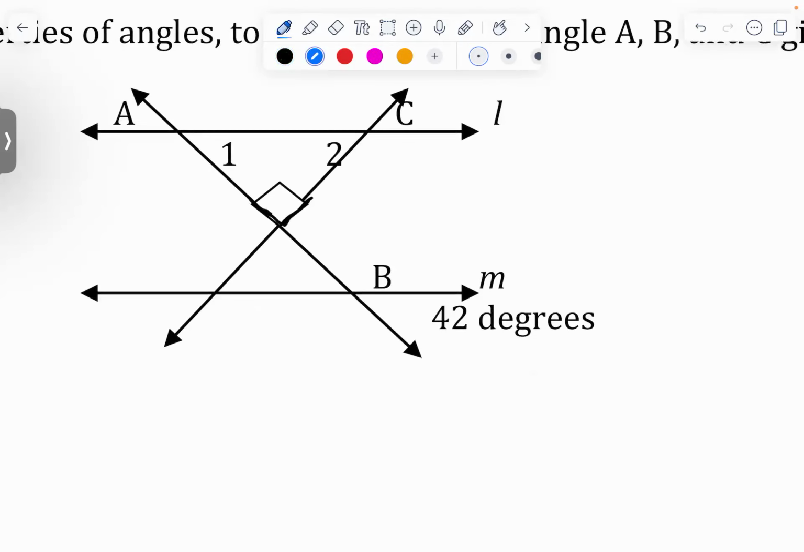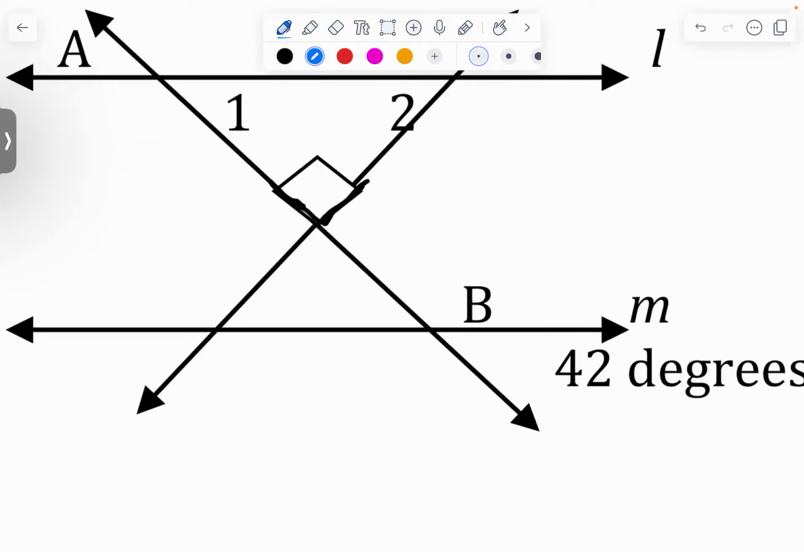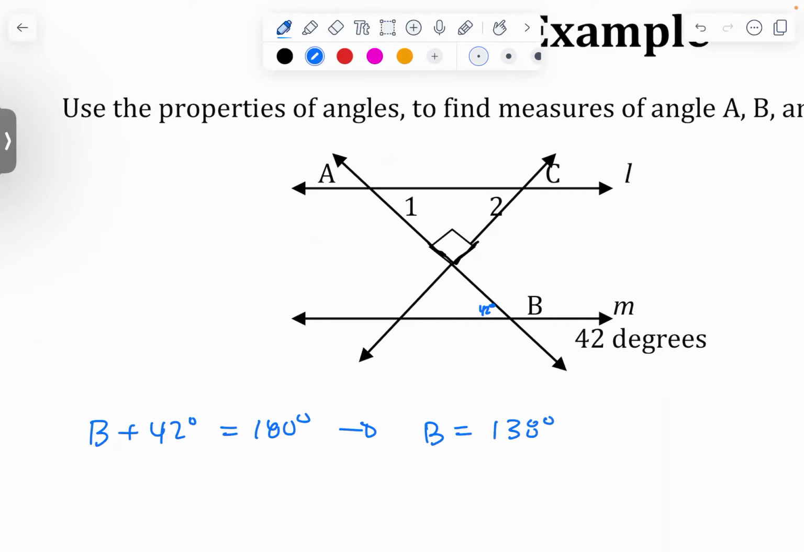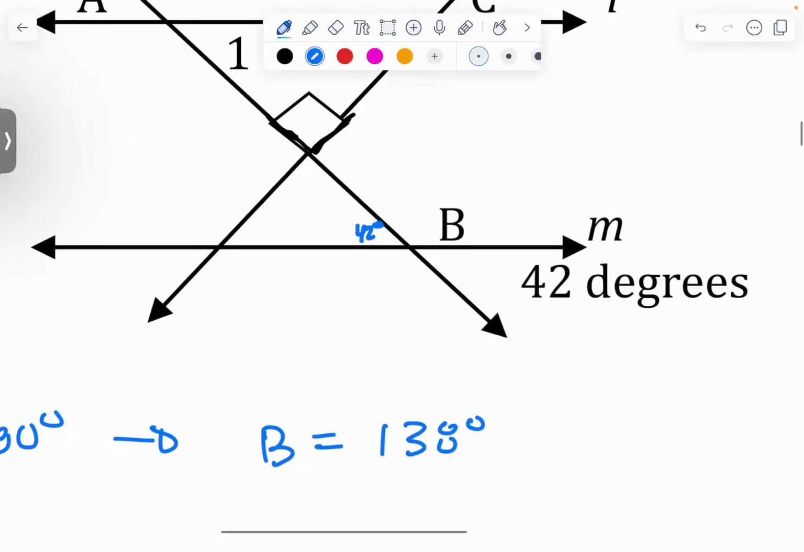So we can just fill this in 1 piece at a time. If I have 42 degrees right here, that's 42 degrees. The angle next to it, angle B, is going to be supplementary because B plus 42 degrees equals 180 degrees. So that's 138 degrees.